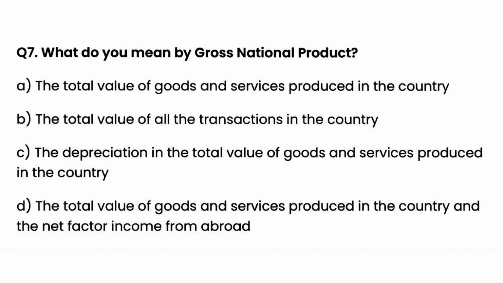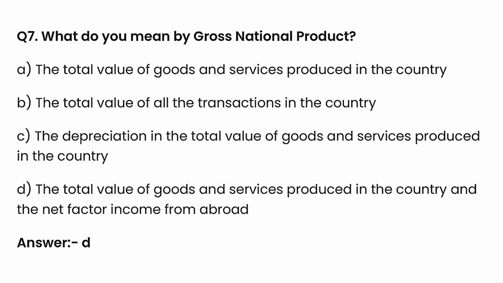What do you mean by gross national product? First, a total value of goods and services produced in the country. Second, the total value of all the transactions in a country. Third, the depreciation in the total value of goods and services produced in the country. And the last one, the total value of goods and services produced in the country and the net factor income from abroad. Right answer is option D, the total value of goods and services produced in the country and the net factor income from abroad.